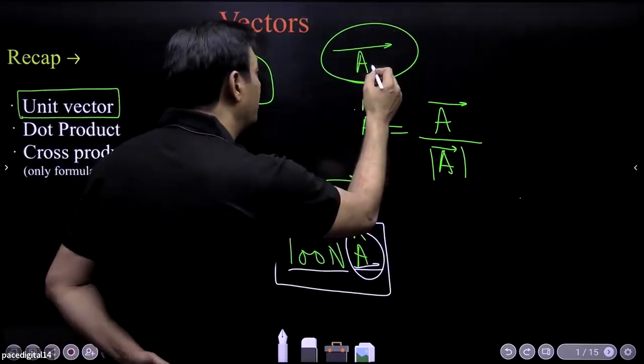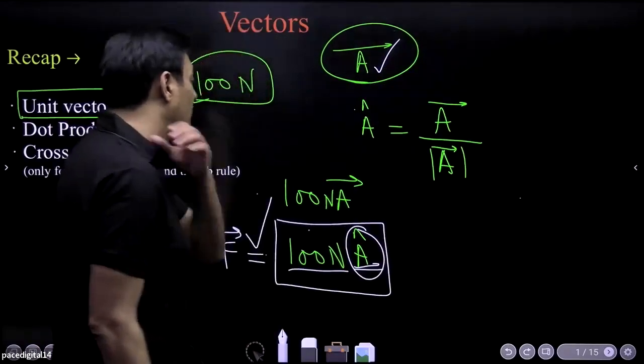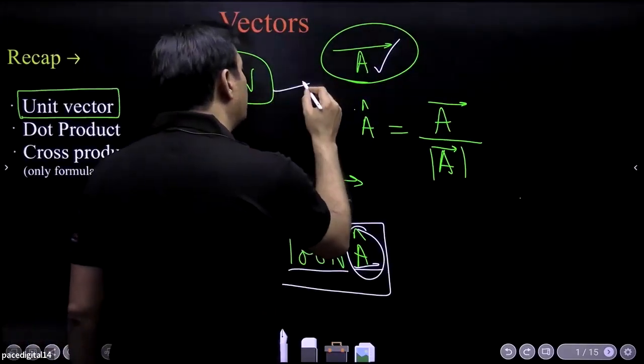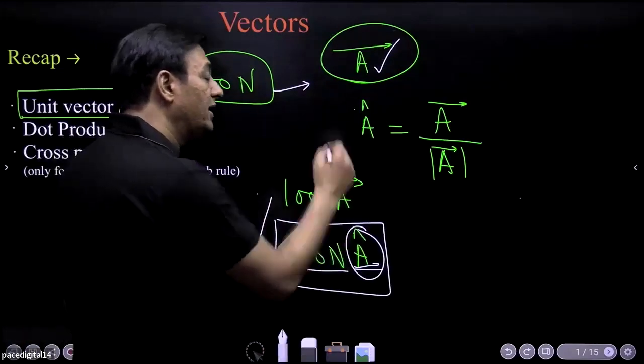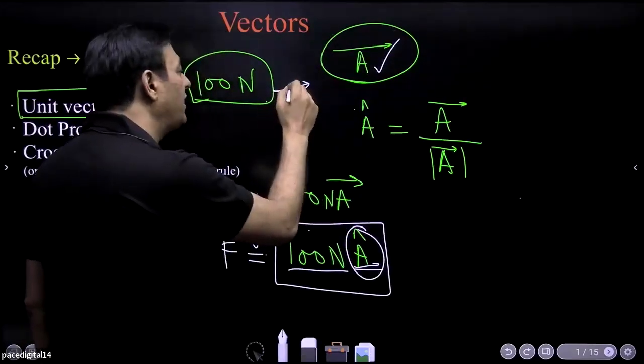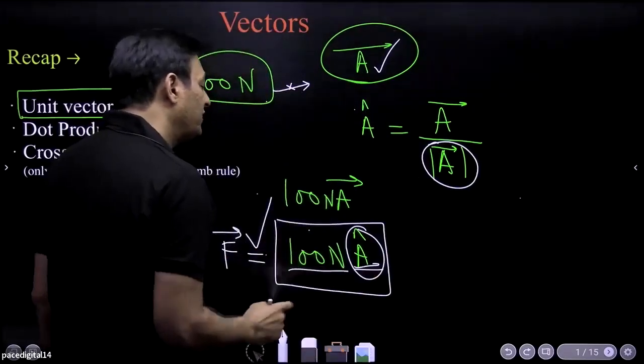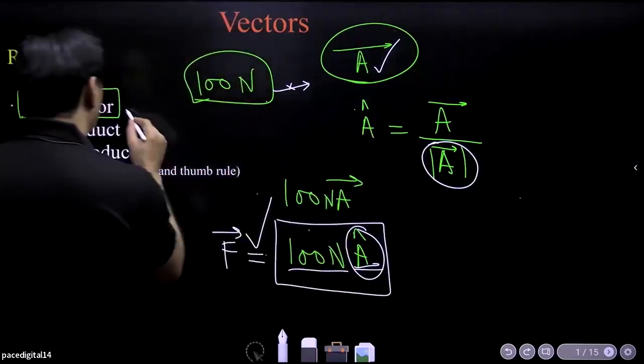This vector A might not have been a unit vector. If it was not a unit vector, you would have got a different magnitude other than 100 Newton, because it would have been 100 Newton multiplied by the magnitude of this. So it's important that we understand what is a unit vector.